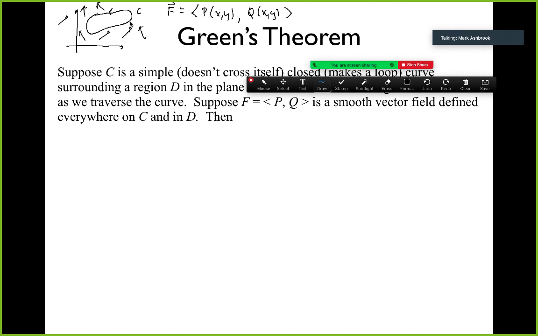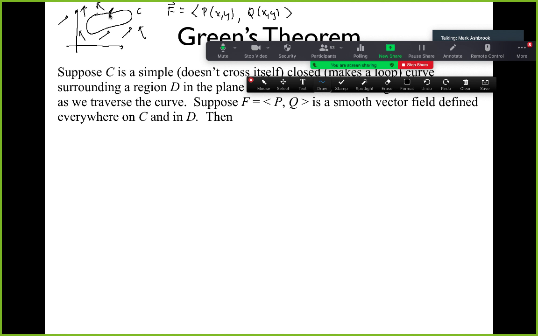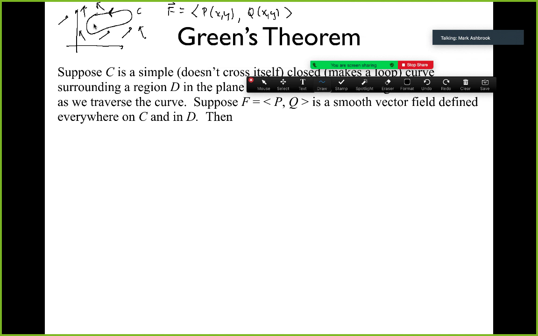And then we've got a closed circulation loop through that vector field, and the direction of the curve is such that if you walked on it, the interior would be to your left. So you're walking around, the interior is to your left, and that's essentially the same as counterclockwise.